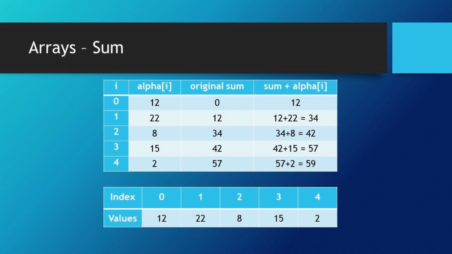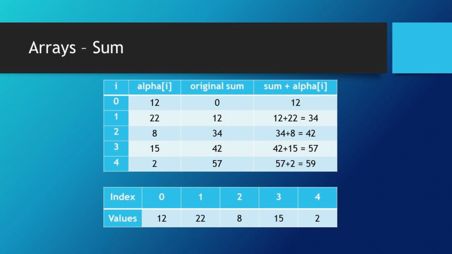The next time through the loop, I has a value of 2. Alpha sub 2 is 8, so we will add 8 to the value of sum. So 34 plus 8 is 42. Sum now has a value of 42. The next time through the loop, I has a value of 3. The value at alpha sub 3 is 15. 15 added to the value of sum, 42, is 57.